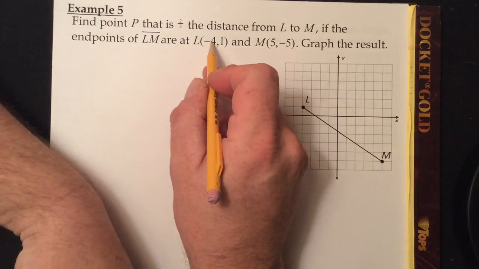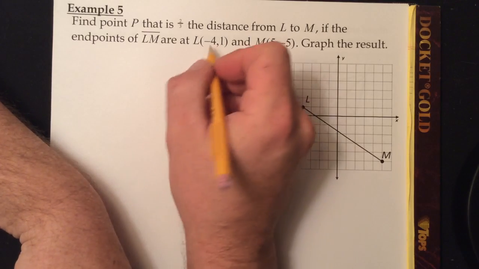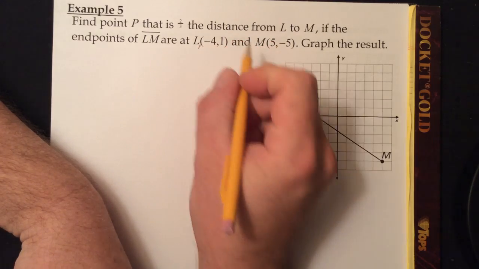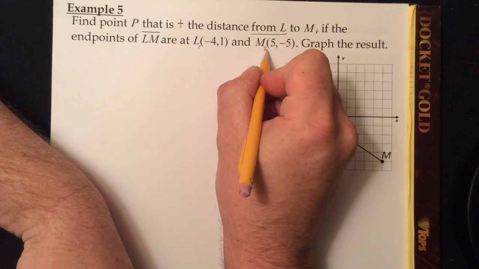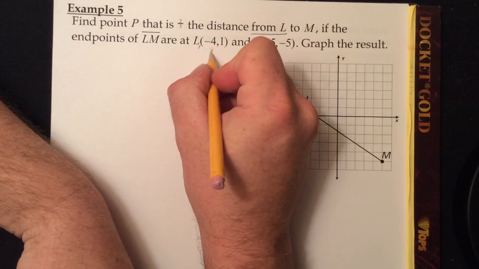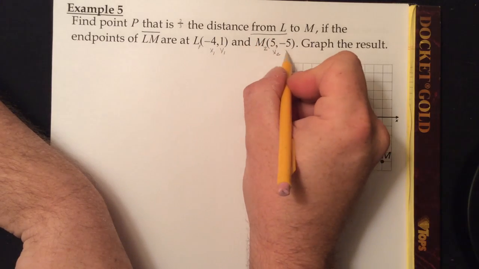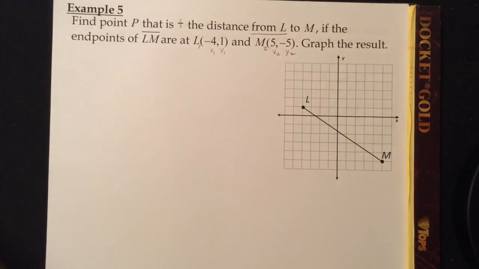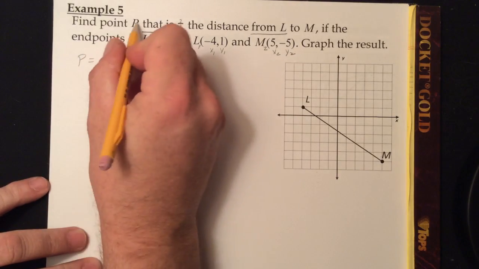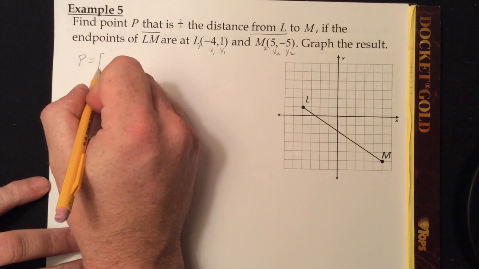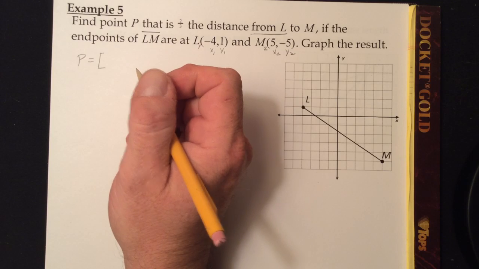I'm going to go ahead and get these values on my points here. So L, I've got to let L be my first point because we're going from L. M is going to be my second point. So that means this would be x1, y1, and this would be x2, y2. This time, instead of T, we're going to use P, because that's what they named the point that we're looking for, and I'm going to go ahead and use the formula directly.